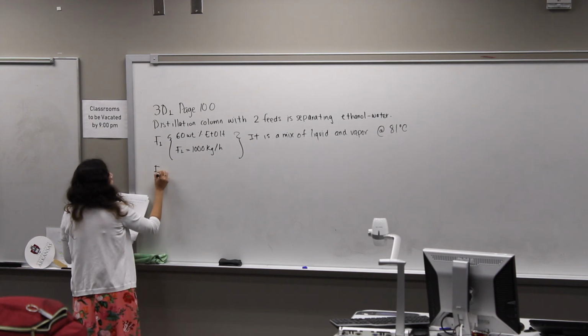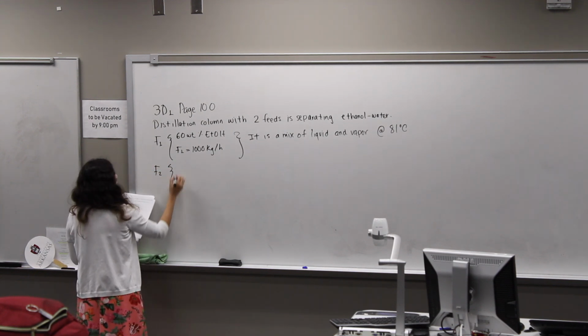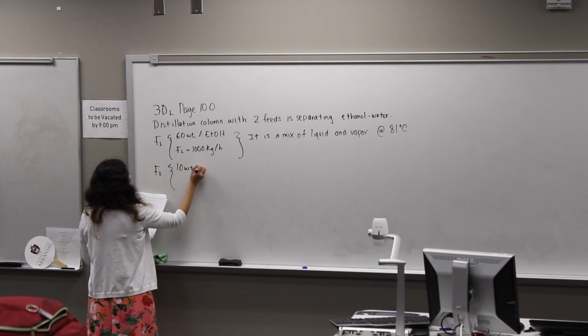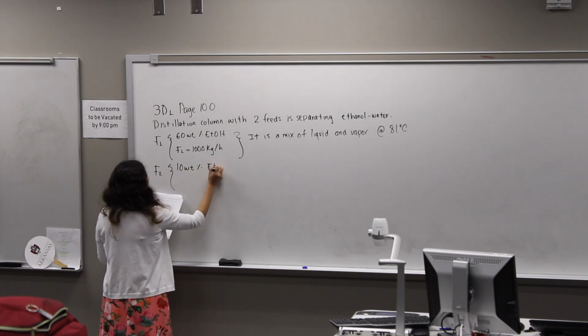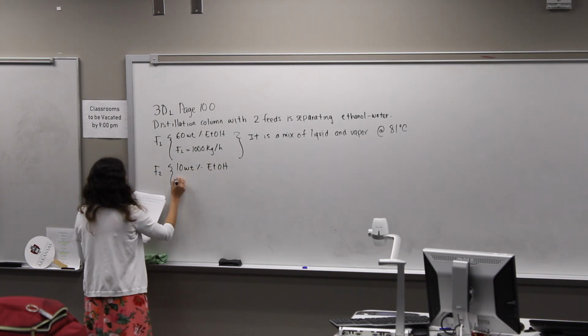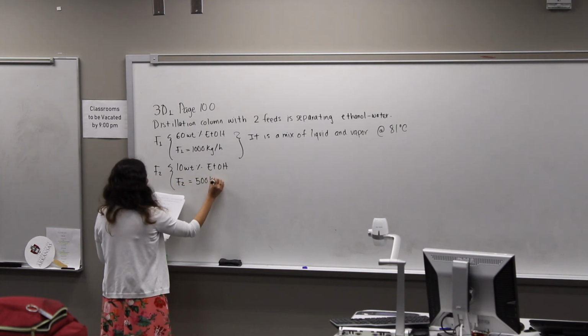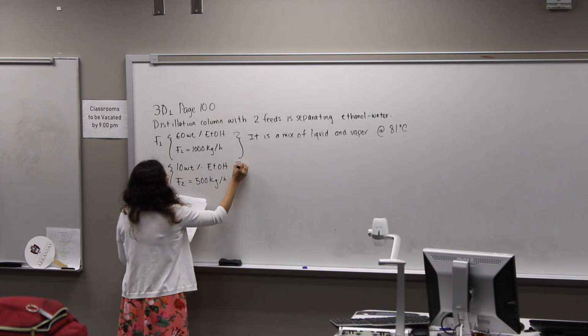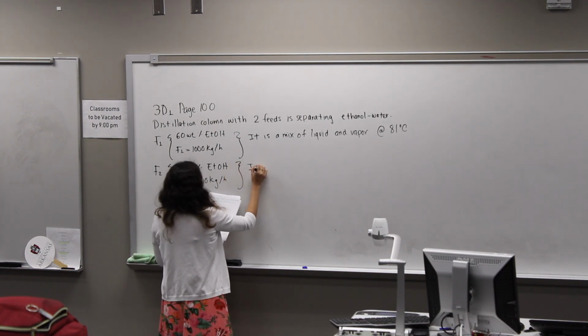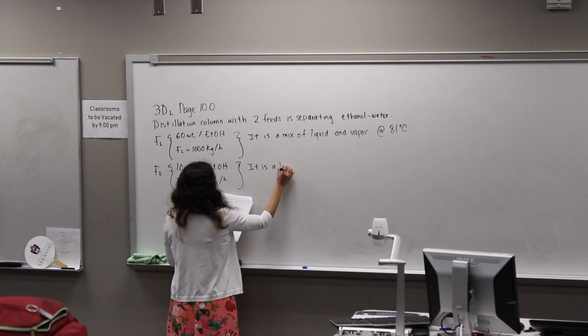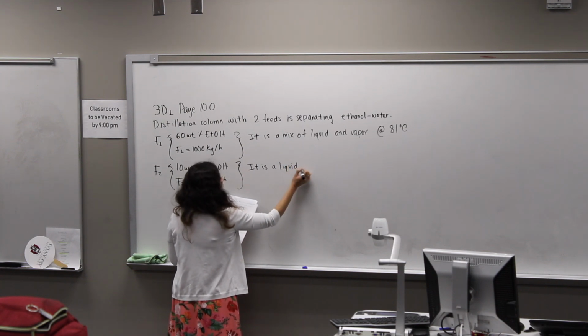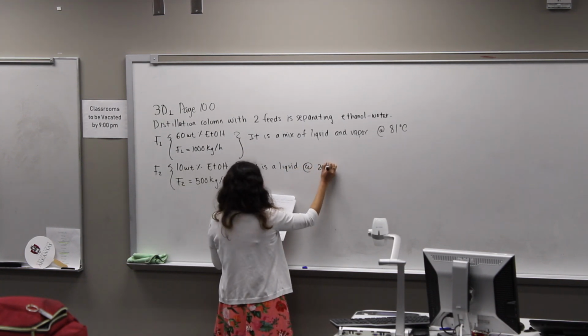I have a second feed that is 10 weight percent ethanol. I'm feeding 500 kilograms per hour, and I know that this feed is a liquid and it is at 20 Celsius.